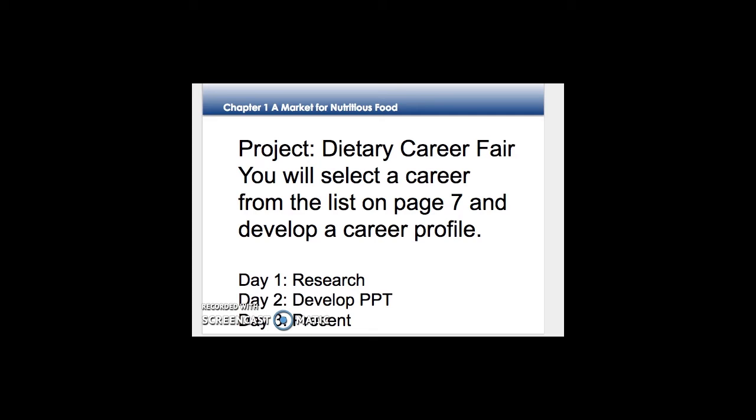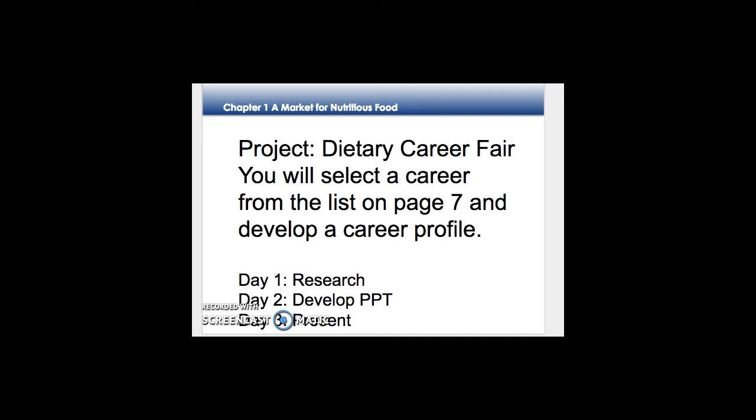It's going to be a 3-day project. So, things that you don't get done in class need to be finished at home for homework. On day 1, we will spend that time researching. So tomorrow when you come to class, you're going to choose your career from that list, and you're going to research. I'm going to have a list of things that you're going to look up, and you're going to make notes on them.